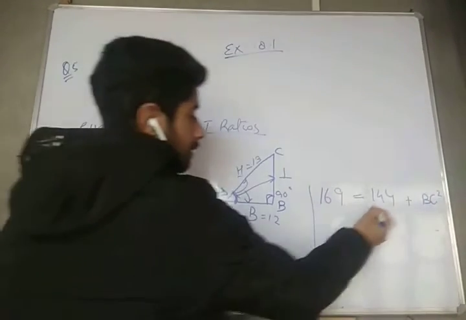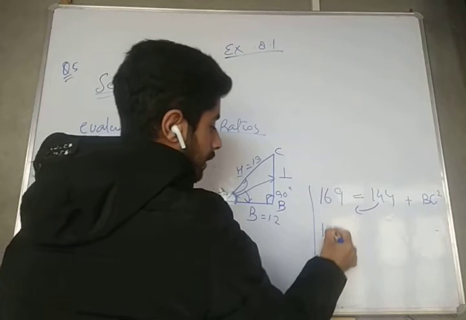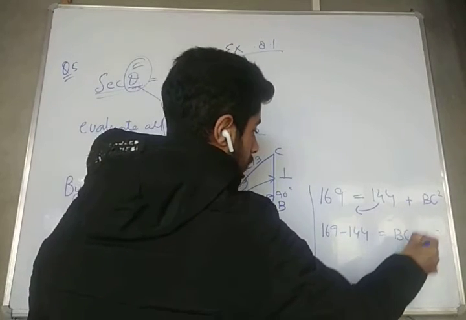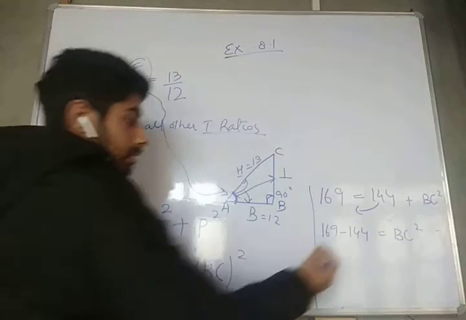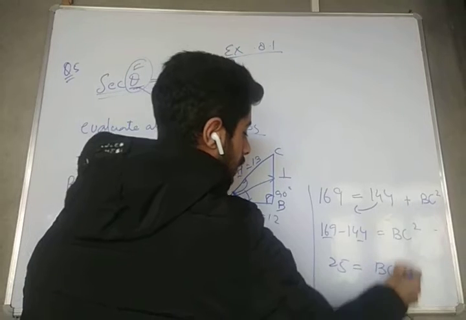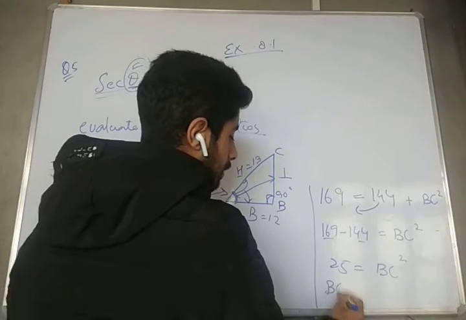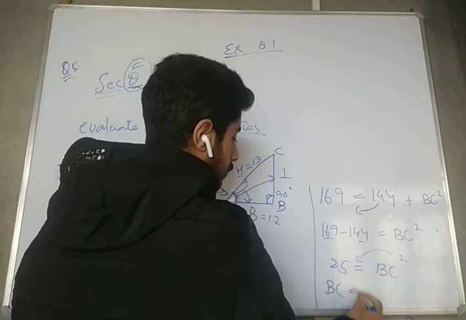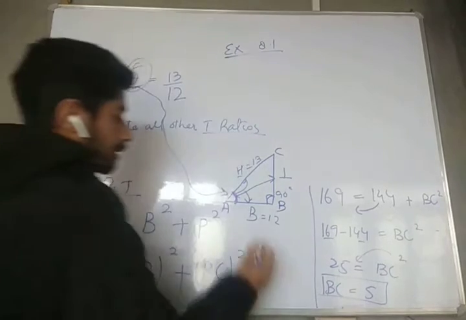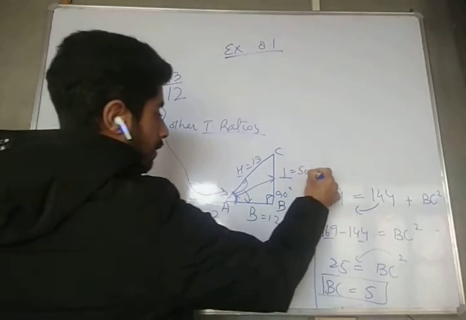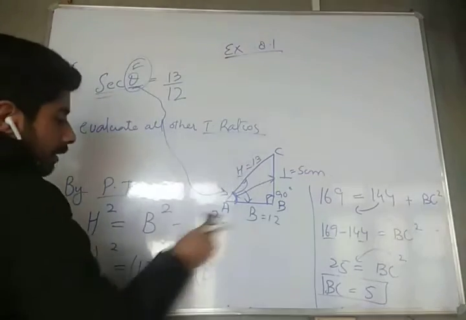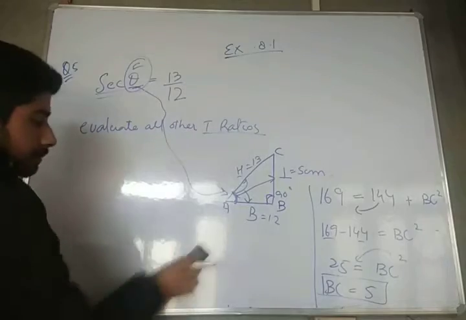See, 169, take this 144 to this side. It will be 169 minus 144, that is equal to BC square. This 169 minus 144 is 25. So BC square is 25. Therefore BC, take root to this side. So root of 25 is 5. So we got the value of this BC. That means perpendicular is 5 centimeter. Now we got all the 3 sides of this triangle.